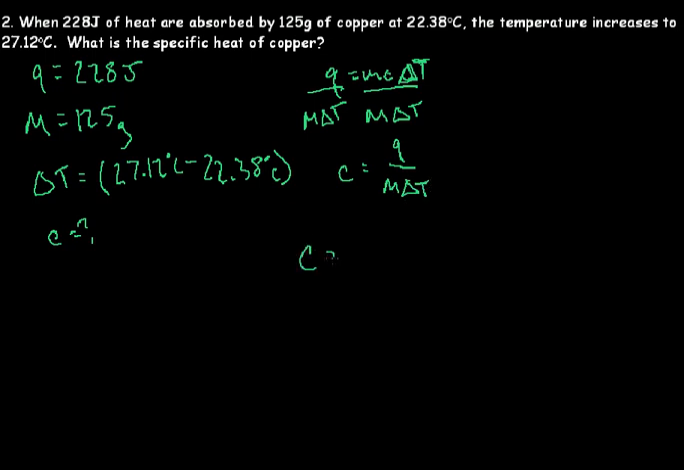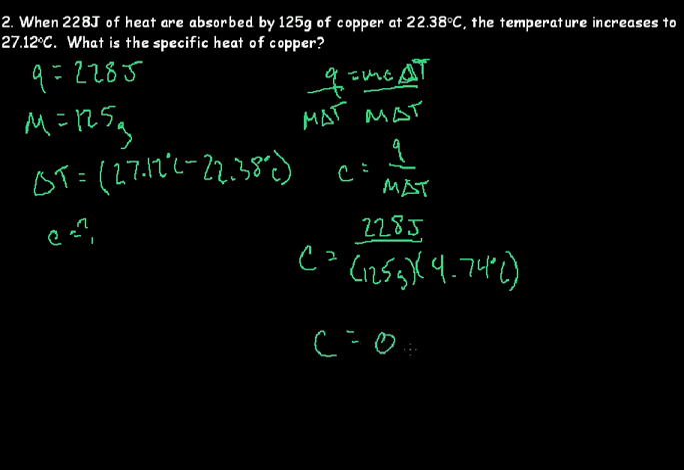So now we're ready to plug some things in. Our Q is going to be 228 joules. Our mass is 125 grams. And our change in temperature, if we do the math to find our delta T here, we find it's going to be 4.74 degrees Celsius.